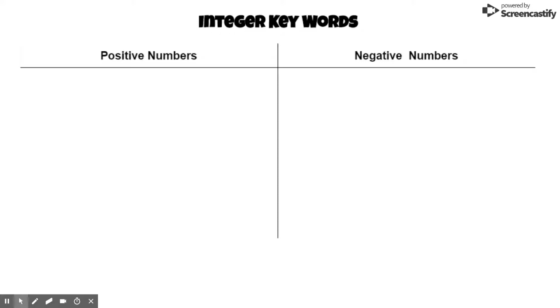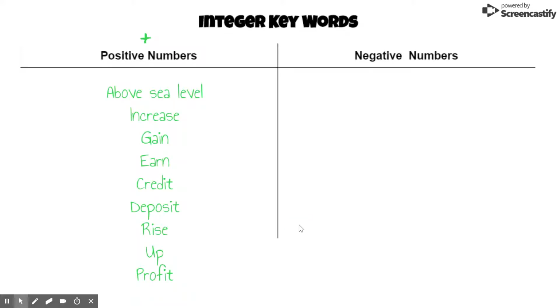All right, now that you've made your own list, let's take a look at my list and see if you've gotten some of these on your paper. So when I'm thinking about a positive integer, the numbers sometimes don't always have a positive sign in front of them. Remember that positive numbers don't necessarily need to have that. But I'm going to be dealing with words like above sea level, increase, gain, earn, credit, deposit, rise, up or moving upward, and profit.